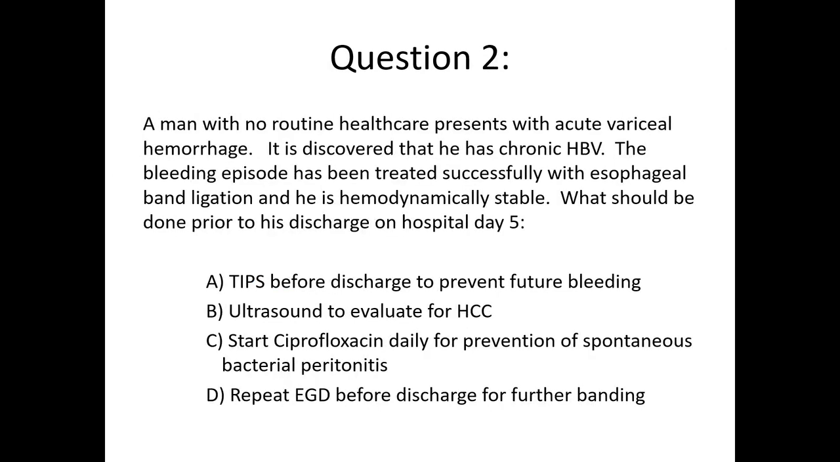Question number 2. A man with no routine health care presents with acute variceal hemorrhage. It is discovered that he has chronic hepatitis B. The bleeding episode has been treated successfully with esophageal band ligation, and he is hemodynamically stable. What should be done prior to his discharge on hospital day 5? A, TIPS before discharge to prevent future bleeding. B, ultrasound to evaluate for HCC. C, start ciprofloxacin daily for prevention of spontaneous bacterial peritonitis. D, repeat EGD before discharge for further banding.